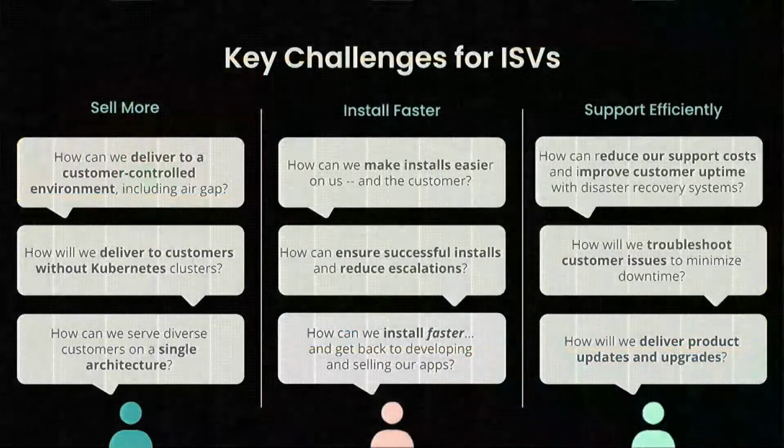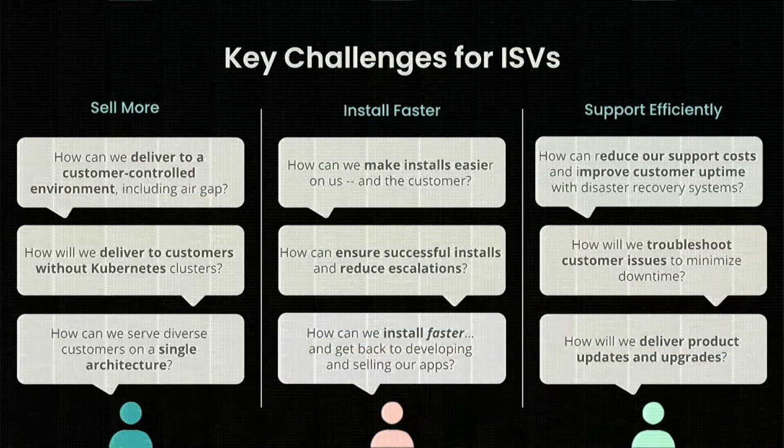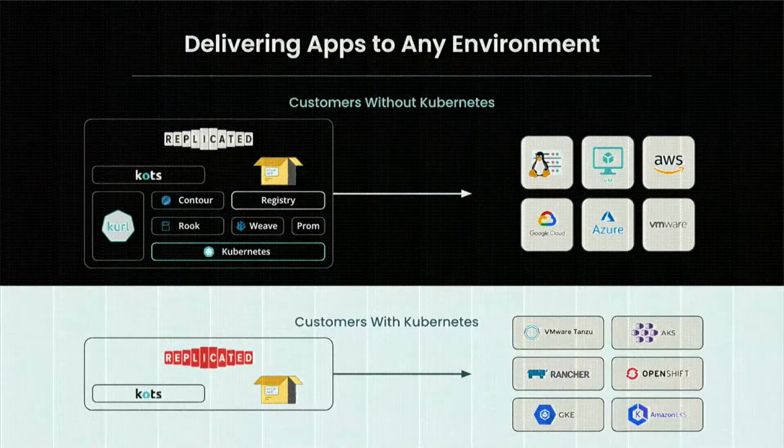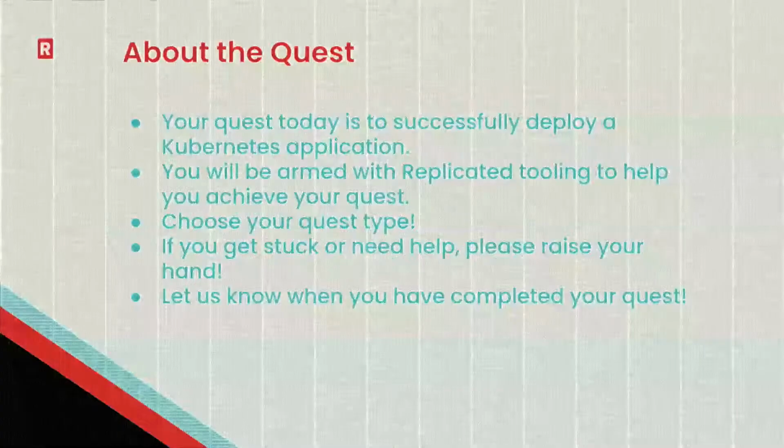So Replicated is here to help folks, software vendors, sell more software, install faster, and support efficiently. And this is all for those that have Kubernetes native applications, because we're at KubeCon. So today, during the Quest of the Ring, we're going to deliver an application into Kubernetes using a VM. And then the application is going to have some issues, and then we're going to fix those.